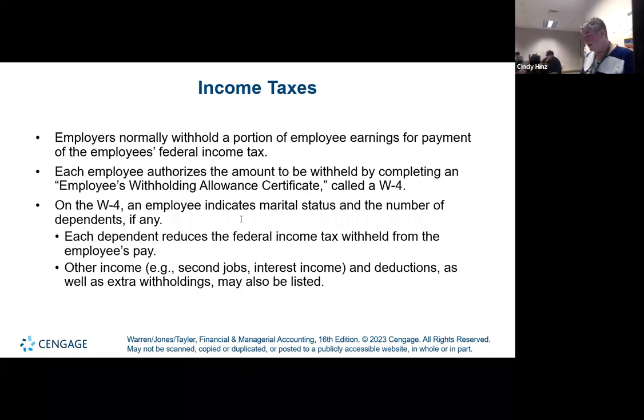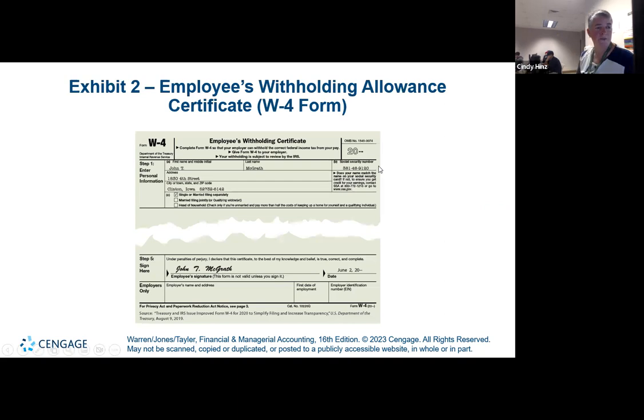So when you start a legal job, you are asked to complete a W-4, and there's an example of a W-4 on the next screen. If I can get the screen to change. And so this is an example of a W-4, although that's from 2019. That might be the newer one. So it's been updated with the changes to our tax system from 2018.